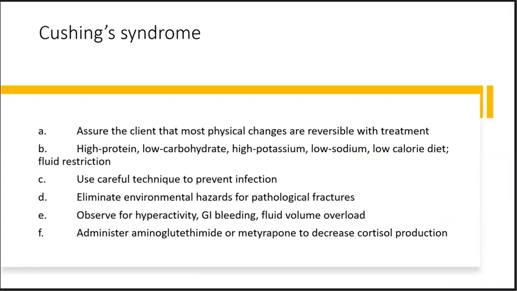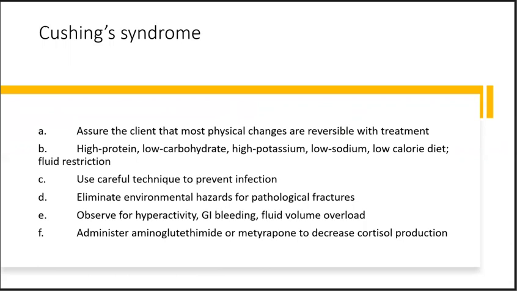We also want to give this client a high protein, low carbohydrate, high potassium diet. Remember, we said the potassium level is decreased, so we want to give high potassium. We also want to give low sodium. Remember, the sodium level is increased. So you want to give a low sodium and low calorie diet. We also need to restrict fluid in this client.